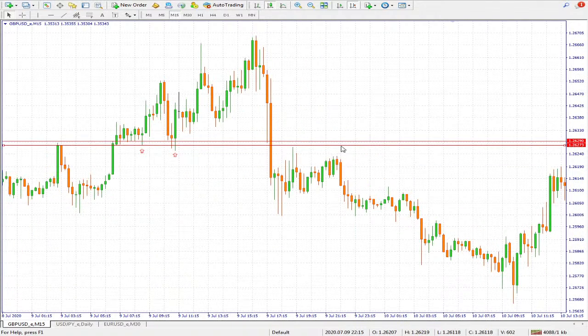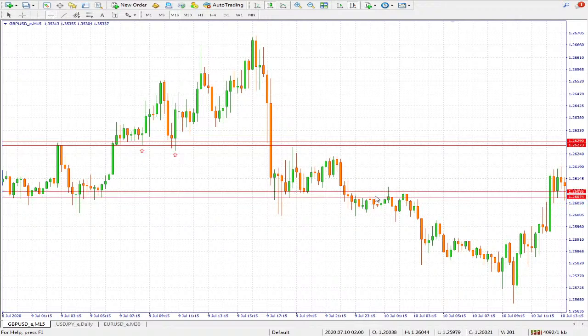Okay, we also have this here, and then we have this. So this is some support. Also in the past we had some support there. There is a breakout, we have a resistance, and a good place to sell from. So these are the places where you're supposed to focus on.